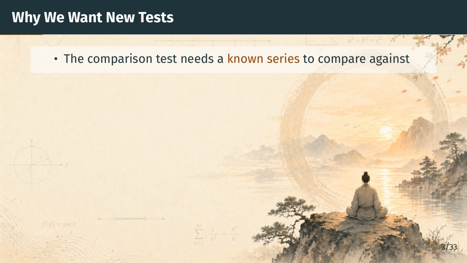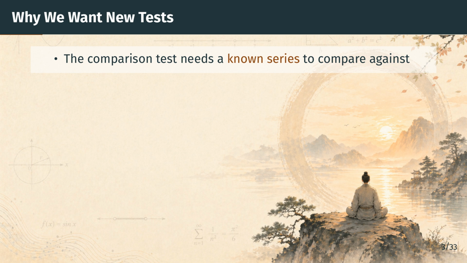Let's recall where we stand. The comparison test is powerful, but it has a practical drawback. To use it, we must already have a second series whose behavior we know, and we must verify a term-by-term inequality against it. In other words, the comparison test does not work in isolation. It always needs an outside reference series, supplied by us.